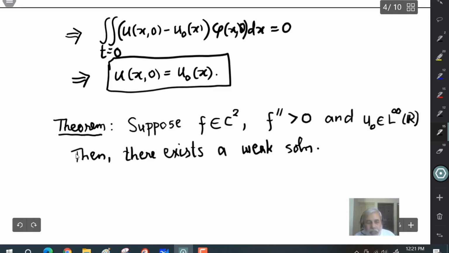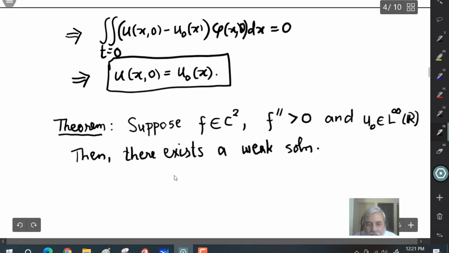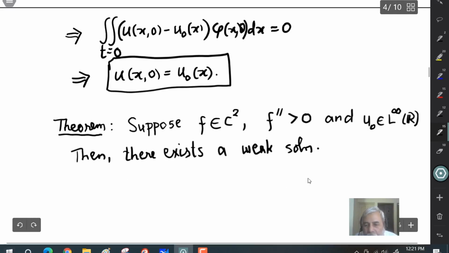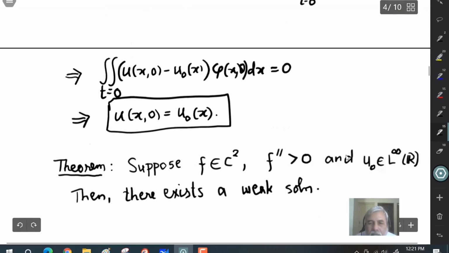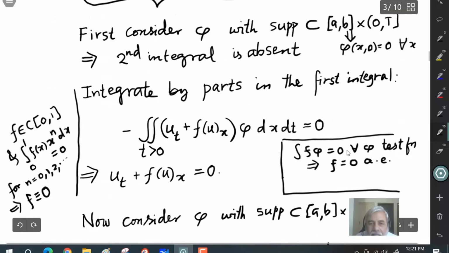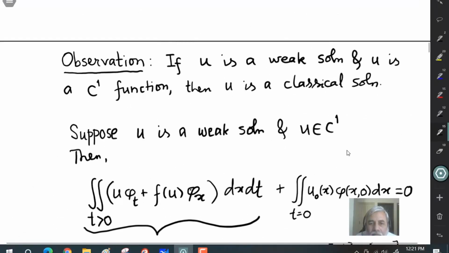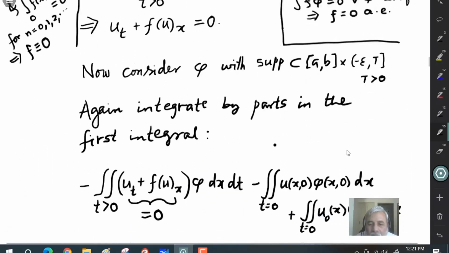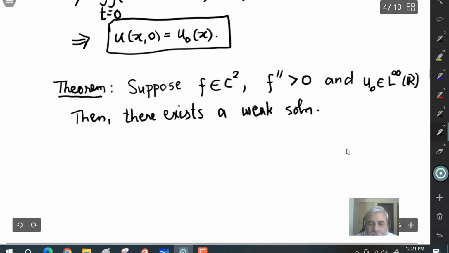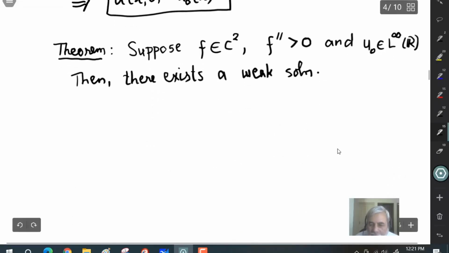This weak solution in addition enjoys many important properties that we'll discuss one by one, and one such property also implies uniqueness of the solution. It's not clear whether the weak solutions are unique or not, so we'll consider some examples, and our approach to proving this theorem.